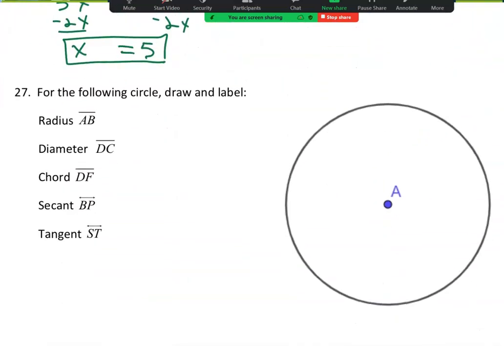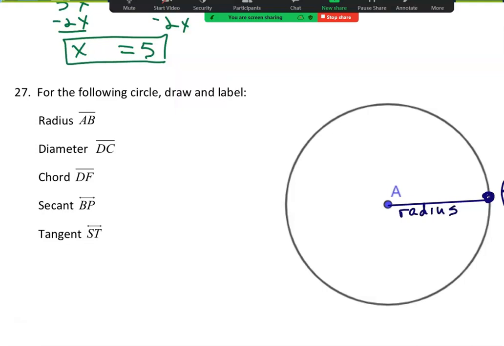Okay, one more problem in this video. They want you to label the circle. So I have to draw a radius at AB. I'm going to start from the center, and I'm going to go to the edge of the circle and make that B. This is a radius.